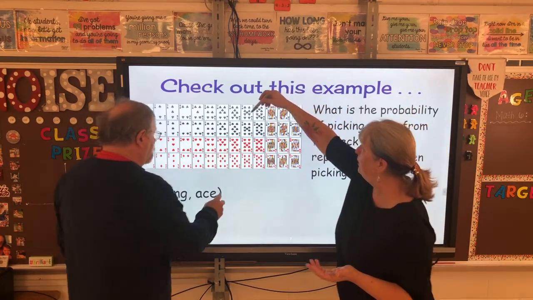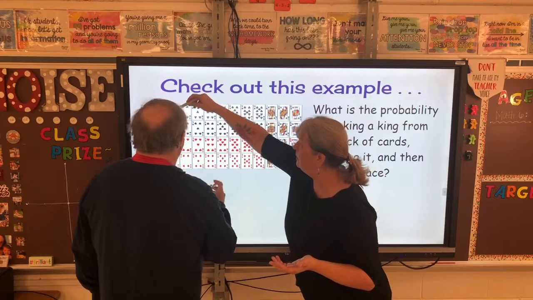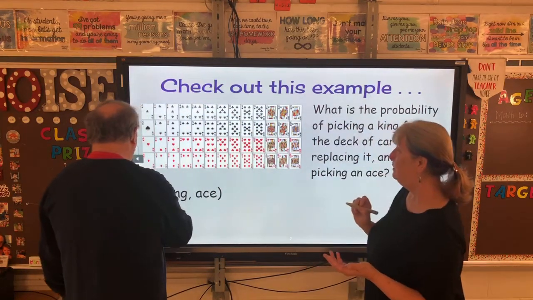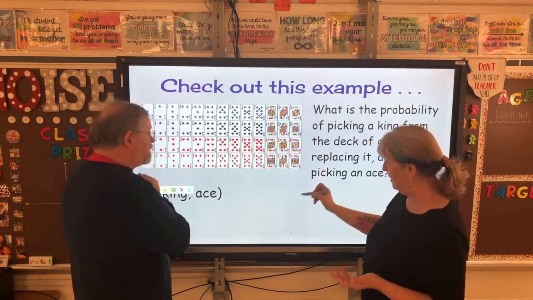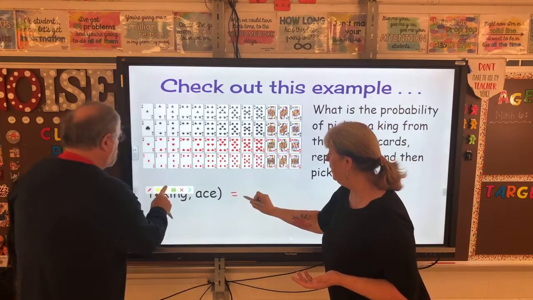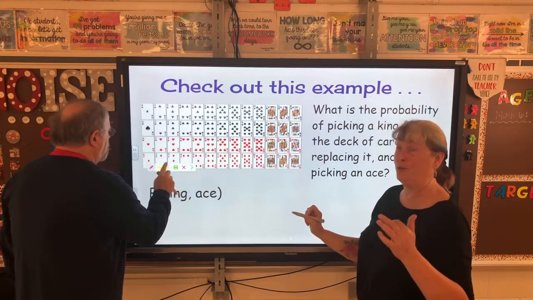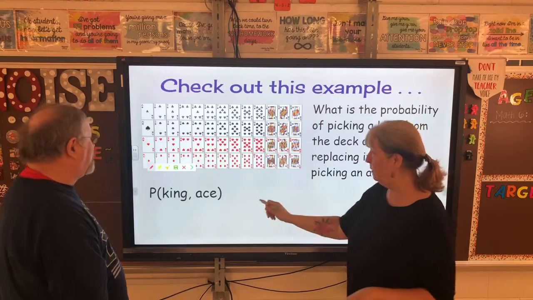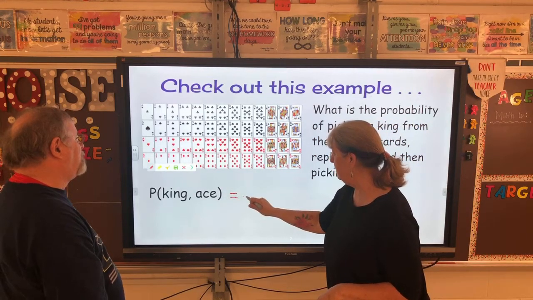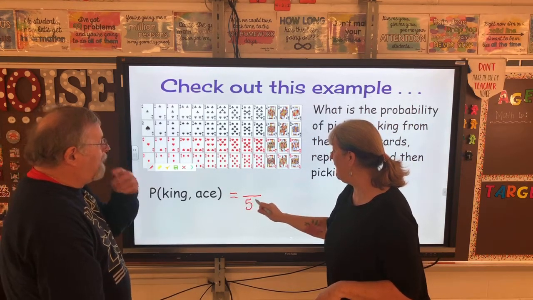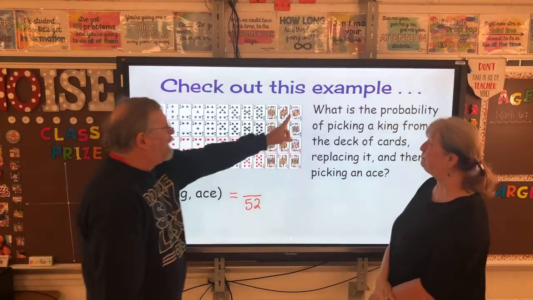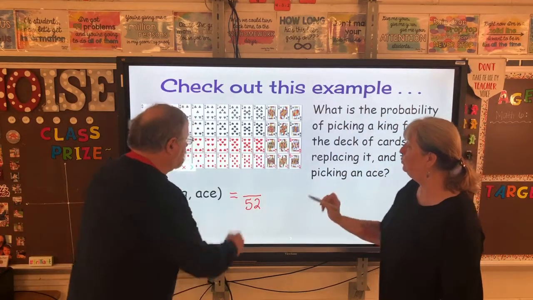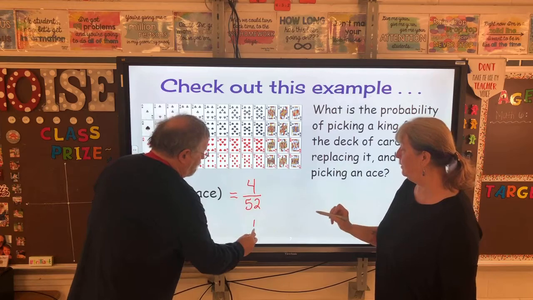A lot of times you guys ask us, how many cards are in a deck? 1, 2, 3, 4, 5, 6, 7, 8, 9, 10, 11, 12, 13. There are 13 times 4, which is 52. My brothers used to call it 52 card pickup. So there are 52 cards. How many of them are kings, Mr. Lamb? Well, I see 1, 2, 3, 4. So 4 out of 52, or 1 out of 13.